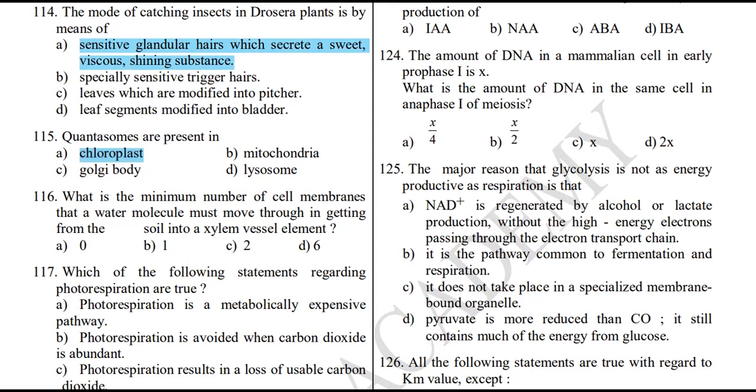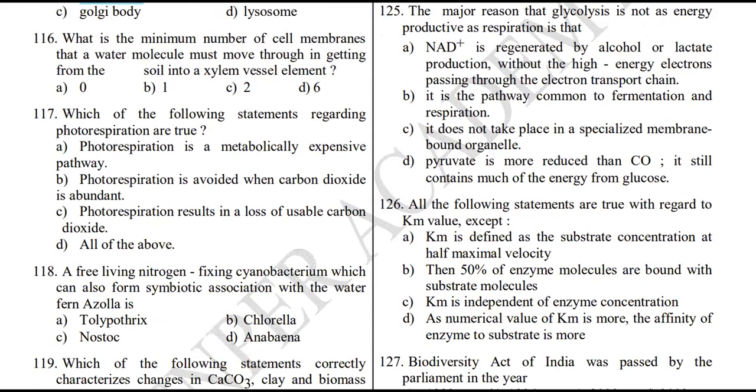Yes. Okay. What's the minimum number of cell membranes that a water molecule must go through in getting from the soil into the xylem vessel? Okay. Suppose if we have to talk about that, we already know about the apoplast pathway and the symplast pathway, right? Yes. So what exactly happens? They have to cross the endodermis. If they have to cross the endodermis, they have to cross the Casparian strip, and this endodermis has the Casparian strip, which is made up of suberin.